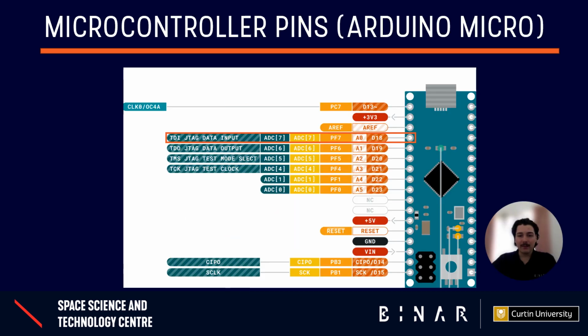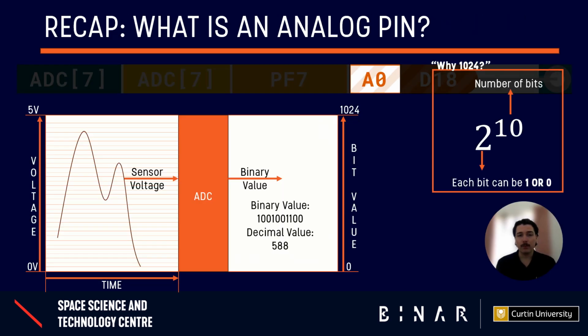So going back to the last lesson I gave on the Arduino Micro, we're going to use that PF7 pin, the same pin we focused on. We're going to need that because it's the ADC, well, it's the first channel of the ADC. You could pick any of those analog pins, but we're just going to go with simplicity, the same one that we went through. So a recap on what an analog pin is.